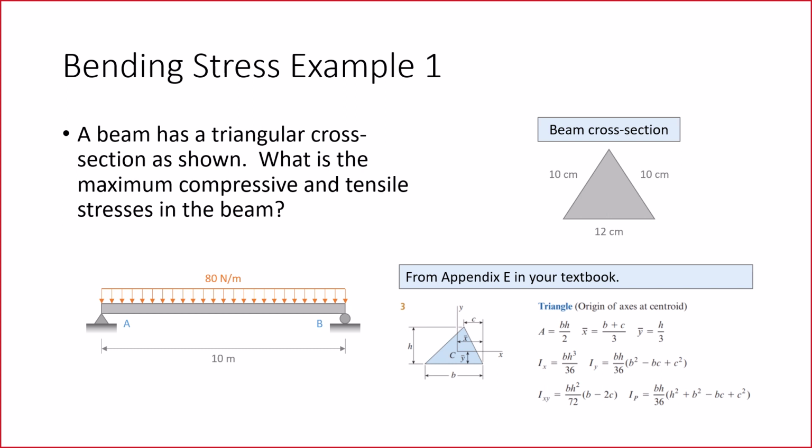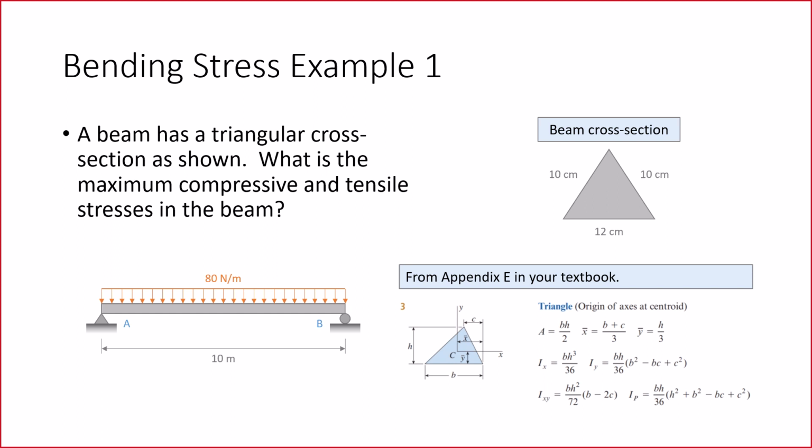Okay, all right, so we have a beam with a triangular cross section. I decided to mix it up a little bit. And let me back up a little bit. This problem actually comes from an FE review session I did recently on mechanics and materials. And I thought, this is just such a good problem. Let's just do it in class. I normally didn't do this in deformables, but it's a good problem. So I have a beam with a triangular cross section, and it is subjected to 80 newtons per meter, and the beam is 10 meters long. And I want to know what is the maximum compressive and tensile stresses. But what's cool about this is that it's not a rectangle, it's a triangle.